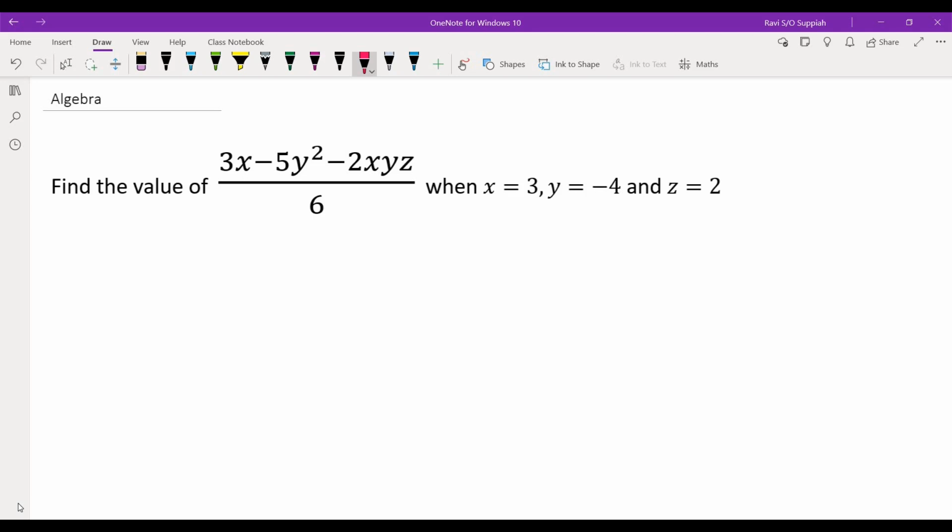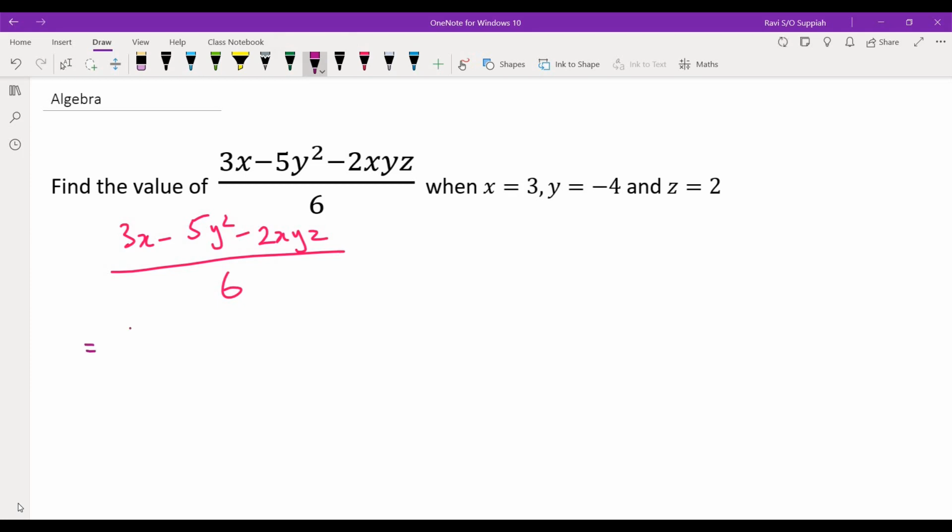So the first step is, I'm going to rewrite the expression here: 3x minus 5y squared minus 2xyz over 6. Now we need to substitute the variables with the values given here.